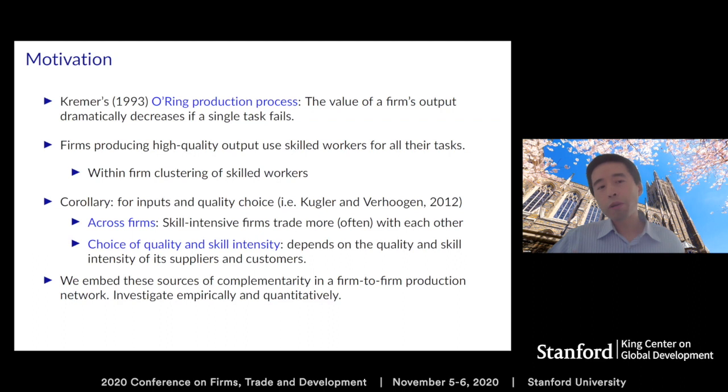If we take Kremer's conjecture and think about its corollary beyond the boundaries of the firm, this could also apply to the input market as well as the quality choices of firms. Across firms, we could expect skill-intensive firms to trade more, and more often, with each other. When firms decide on their quality choices and skill intensity, it could also depend on the quality and skill intensity of their input suppliers, as well as who they sell to.